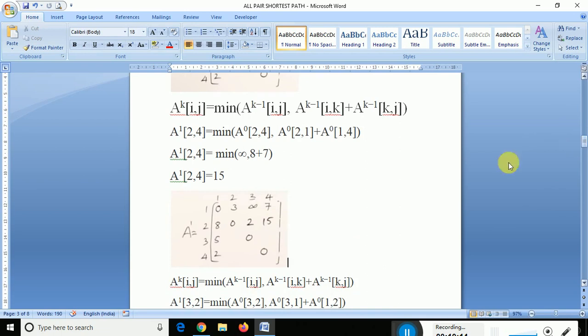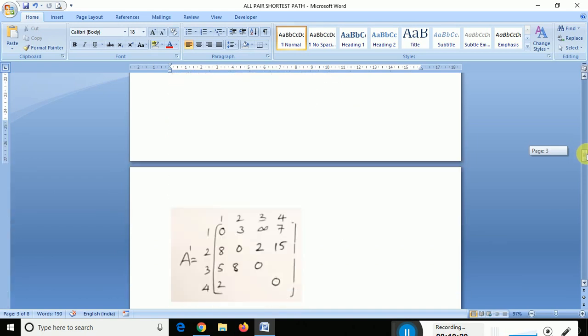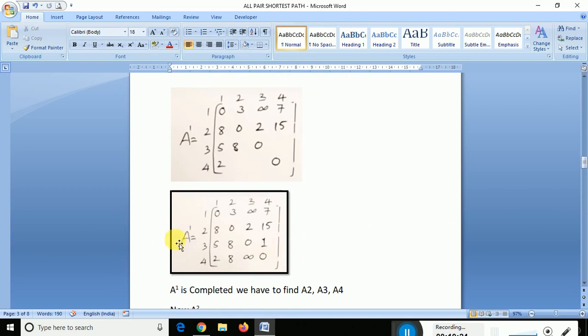Same thing for 3 comma 2. What did I do? The same using the previous stage. We got the answer as 8. So after solving all this, we get the answer A1, that is, we fill all these answers. A1 is completed. We have to find now A2, A3, A4.